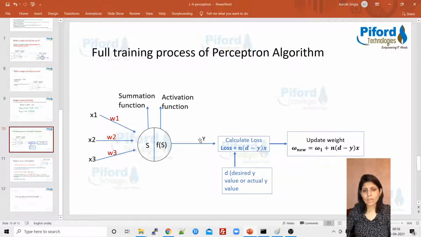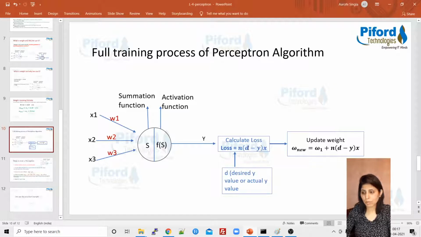Now we have the value of y, and we have the actual y value with us. What we want is to check the loss, to check the error. And how can we check the error? By using this formula. Remember, I explained this formula a few minutes back. N is the learning rate, D is the actual y value, and y is the predicted y value, into x. So we get the value of y from here, and this D is the desired output.